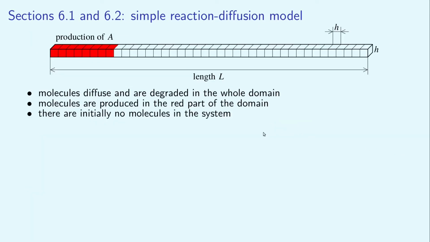It is the model which we have already used in section 6.1, where we considered an elongated domain, a cuboid of length L and side H. Molecules diffuse and are degraded in the whole domain. Molecules are also produced in the red part of the domain, and there are initially no molecules in the system.